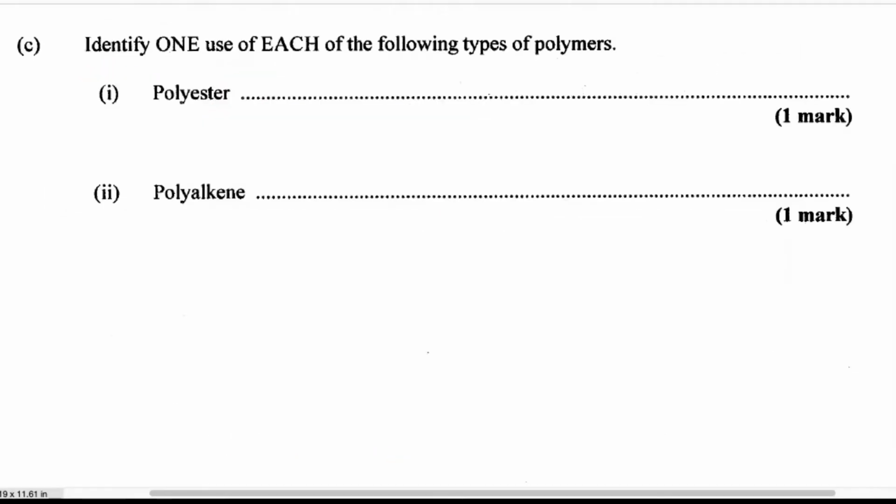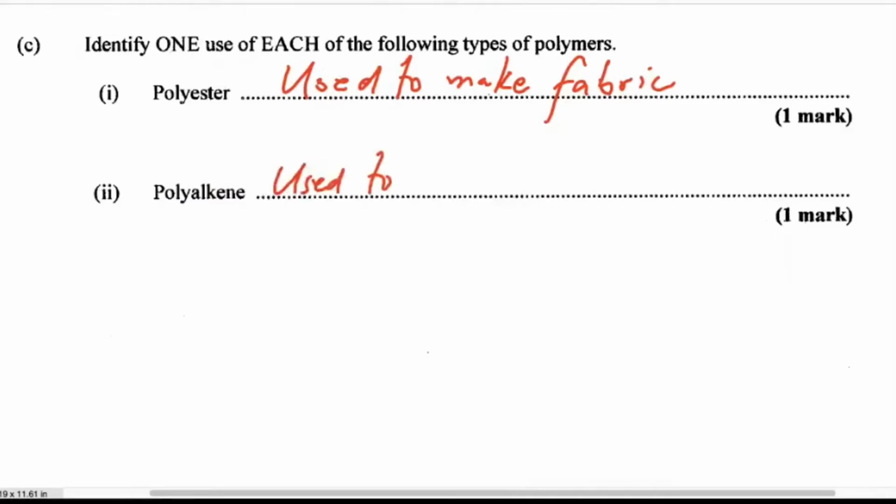C, identify one use of each of the following types of polymers. Polyester. So polyester is used to make fabric. That is used in clothing. Polyalkene, there are so many uses. We use them to make plastic containers, buckets, PVC pipes, and so on.